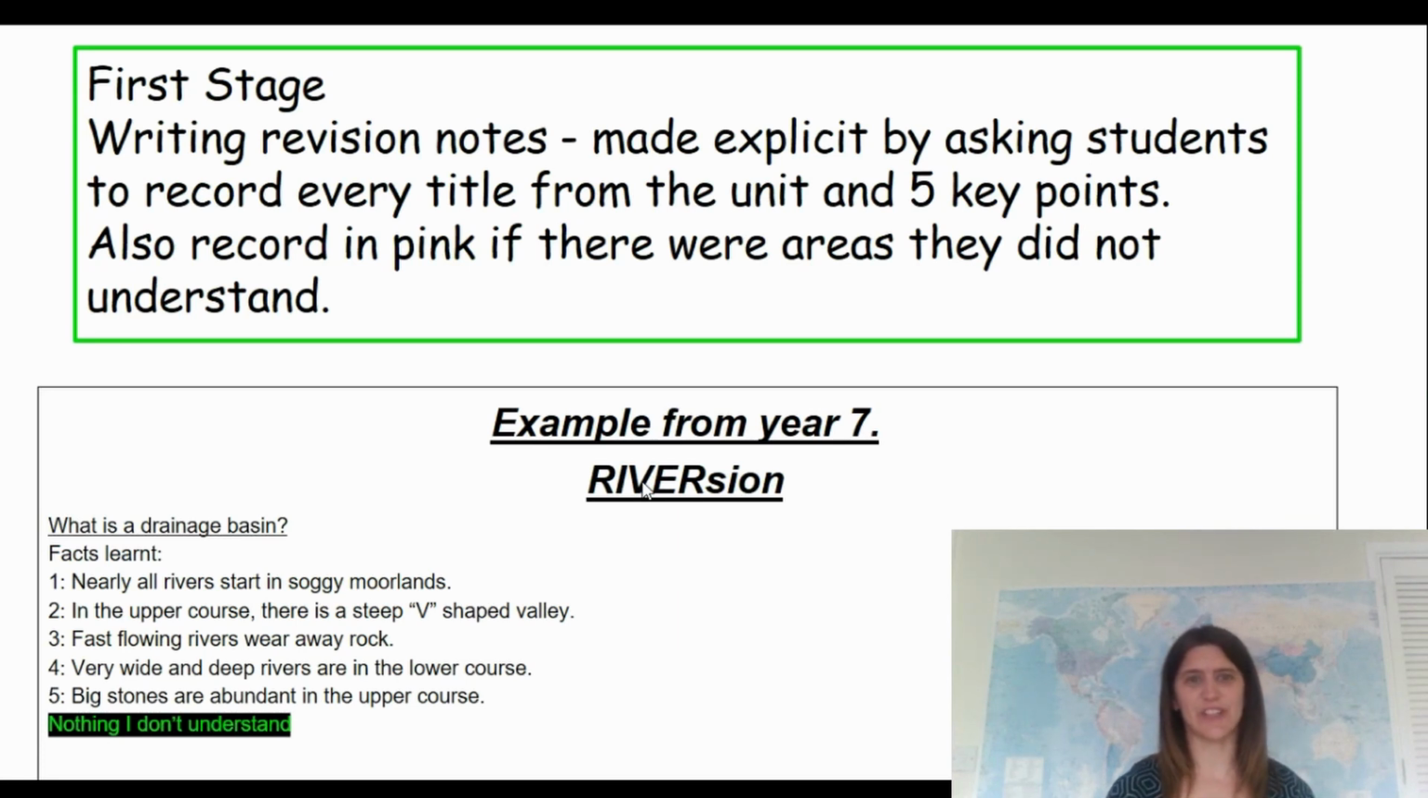First, writing revision notes. I asked students for their homework to write their own revision notes. I made this explicit by asking students to record the titles of every lesson in that unit and adding 5 key points that they had learnt during that lesson from their exercise books. I then encouraged them in green pen to write something that they understood and in pink pen to write areas that they didn't understand. As I looked through this revision and their notes that they had compiled, I was then able to use that to inform the revision that we did in the lesson.